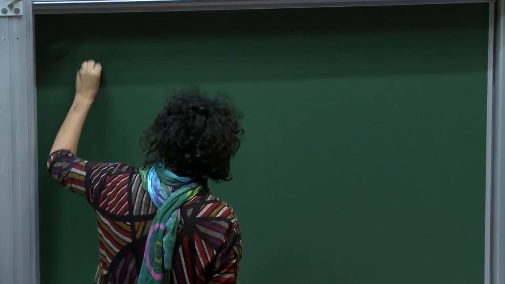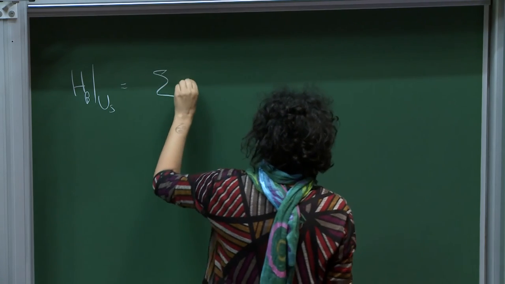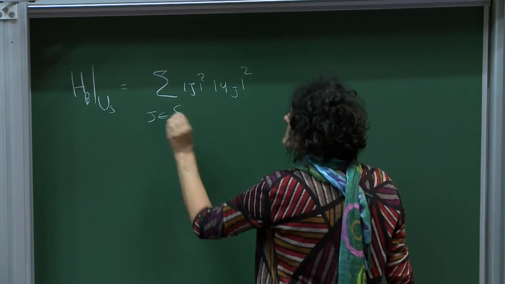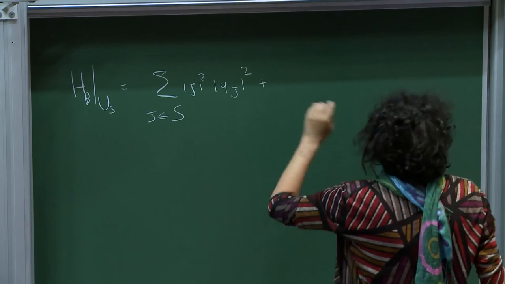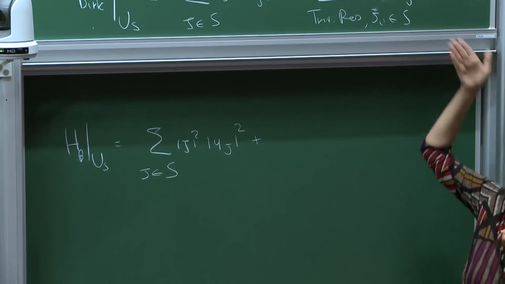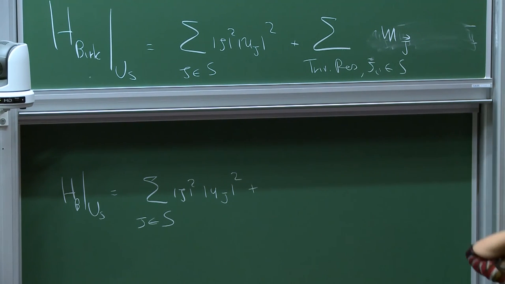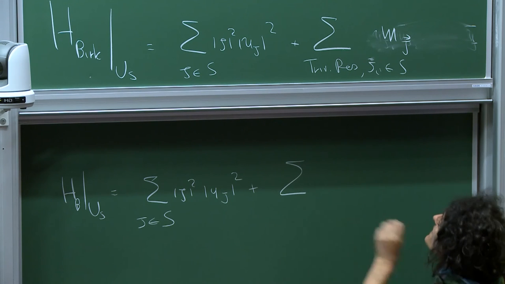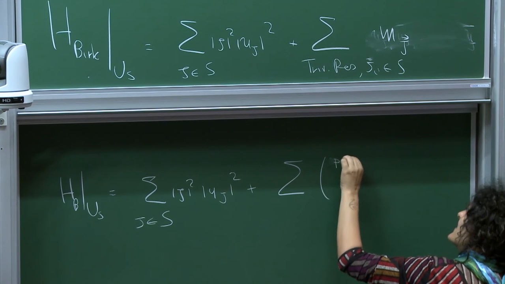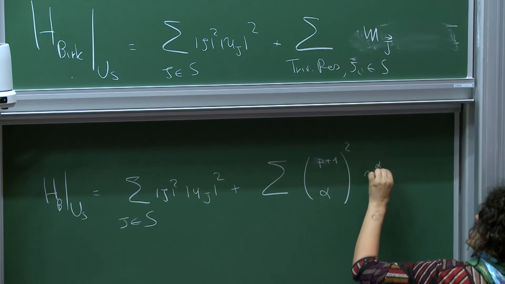So you have my H Birkhoff restricted to U_S, and I like to write it like this. This is the piece which is obvious. And here, what I don't like of this notation is that you have many monomials which are in fact the same monomial. So you do not know, I mean, you have to compute what is the coefficient. So if you really want to write the Taylor series, then you get this, which I find nicer. And I will explain, obviously.